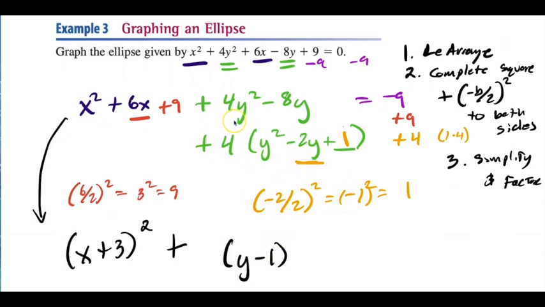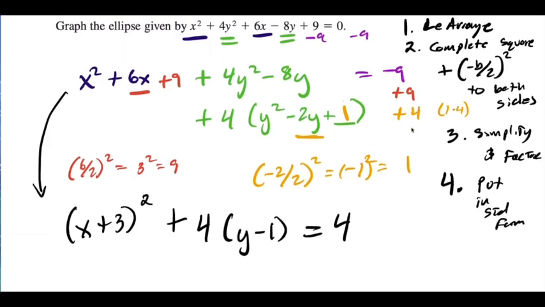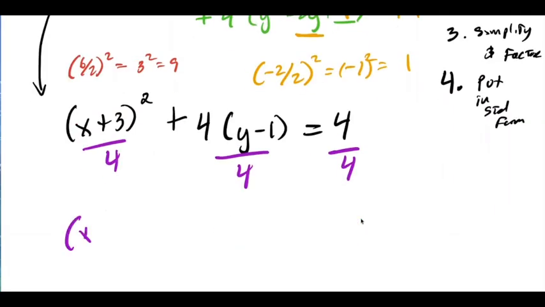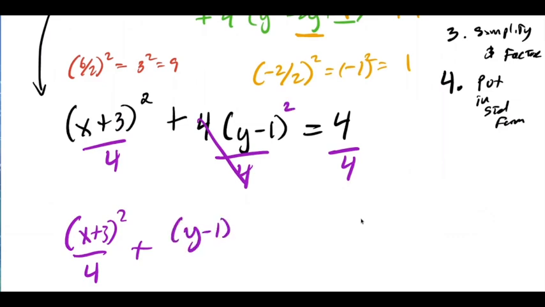And don't forget the coefficient 4 in front. Very, very important. And we're going to set that equal to this side. Negative 9 plus 9, the 9's cancel. You just get 4. And we're almost done. 4, you got to put in standard form. Standard form of an ellipse is when it equals 1. We're going to divide everything by 4. That'll give us x plus 3 squared over 4 plus, these cancel, y minus 1 squared over 1 equals 1.